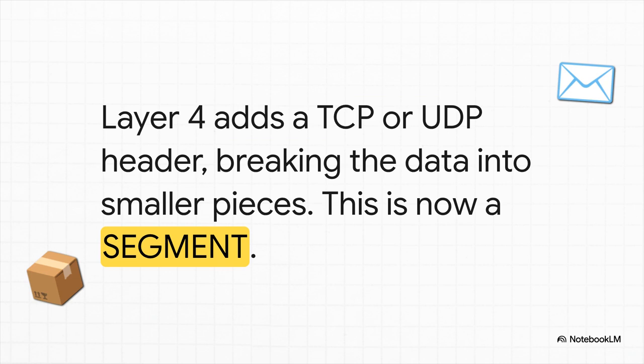Okay, so first stop, layer 4, the transport layer. It takes your cat video request and wraps it in something called a TCP header. This first envelope is all about reliability, making absolutely sure that the data arrives in the right order with no pieces missing. This whole package is now called a segment.